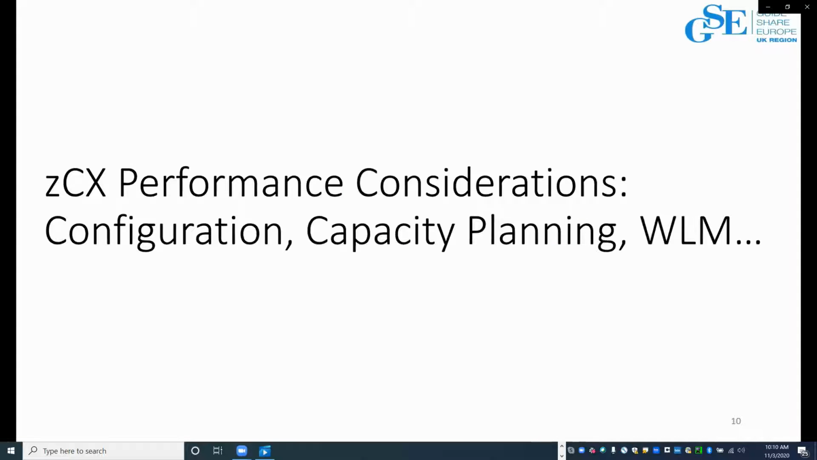Hi, I'm Nick Mitsakis. I work in z/OS development. I've been working on the zCX virtualization layer for about a year and a half now. I'm going to take you through configuration with regard to memory, CPU, capacity planning for zIIPs, regular processors, WLM policies, and so on and so forth.